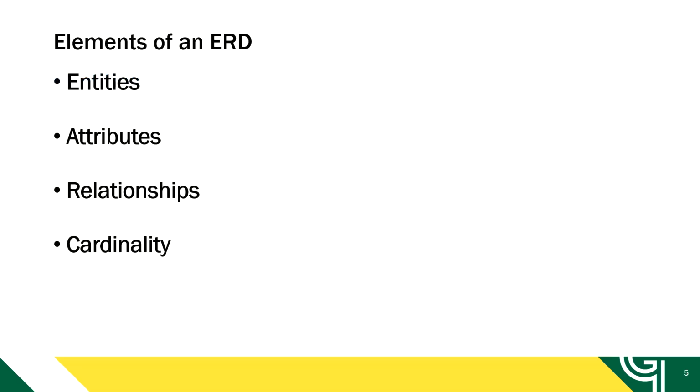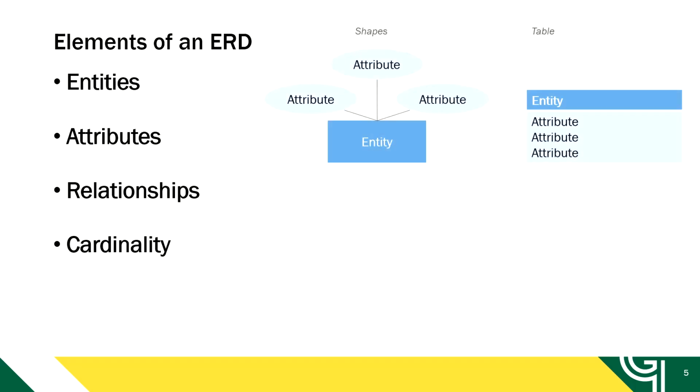There are four elements of an ERD: entities, attributes, relationships, and cardinality. Entities are basically the things we care about, like patients, appointments, or medications. Attributes are the details about those things, like a patient's name or an appointment date. Entities and attributes are depicted on ERDs using either shapes or tables.